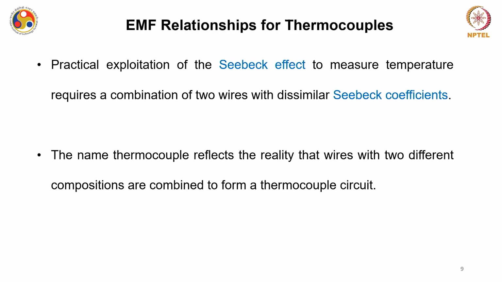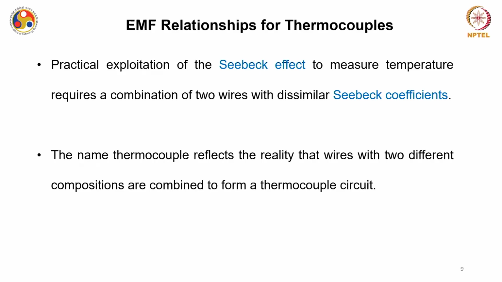So, practical exploitation of the Seebeck effect to measure temperature requires a combination of two wires with dissimilar Seebeck coefficients. Now that we know what the Seebeck effect is, we are talking in terms of the Seebeck coefficient. I will let you know what the Seebeck coefficient is, mathematically also, but please note here that we are talking about two dissimilar materials based on one parameter, its Seebeck coefficient.